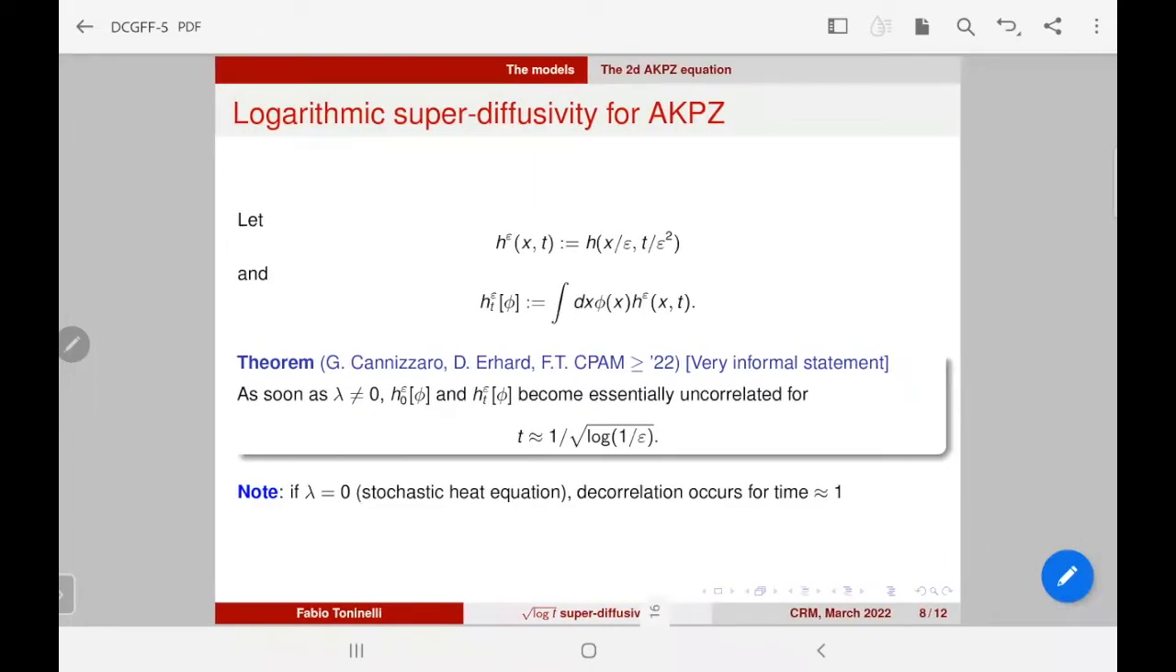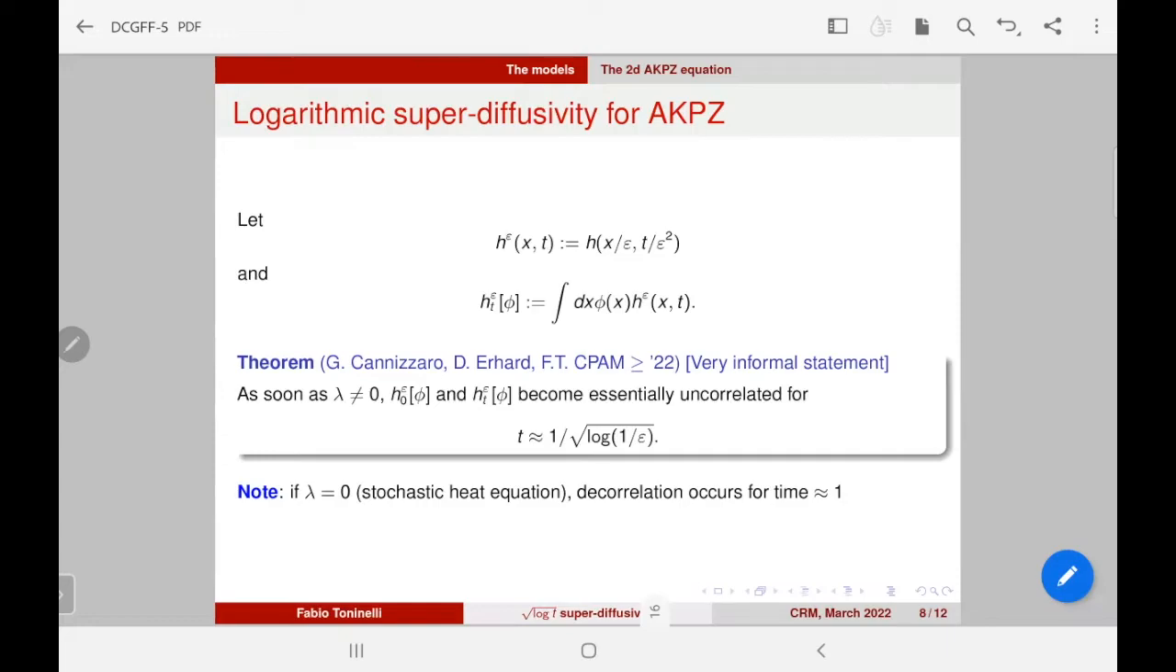notice that if lambda were 0, then we said that H epsilon does not depend on epsilon in law. So in particular, this is a perfectly well-defined stochastic process that has a law that doesn't depend on epsilon. So in particular, these two random variables would decorrelate on a time of order 1 because epsilon does not appear in the law. As soon as you put the nonlinearity, somehow you have this fast decorrelation.